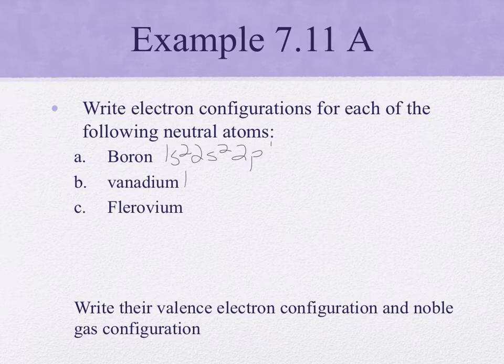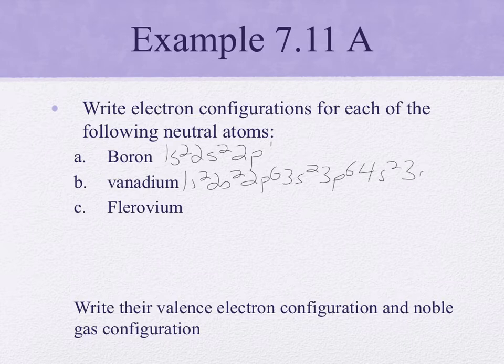Vanadium has a lot more. So 1s2, 2s2, 2p6, 3s2, 3p6, 4s2, and it stops at 3d3. It has 3 electrons in that subshell. It's kind of its location on the periodic table, but remember we just say those are the electrons that vanadium has in those subshells. It's not in the 3d subshell. Its highest energy electrons are.